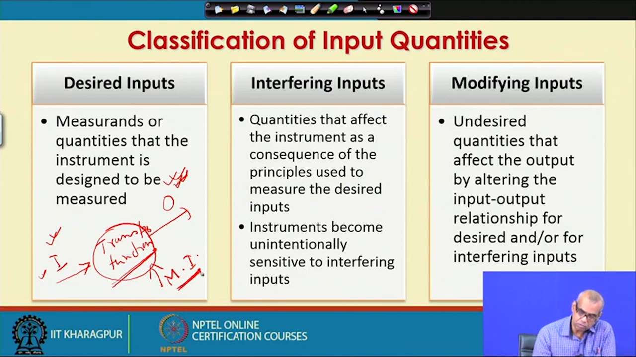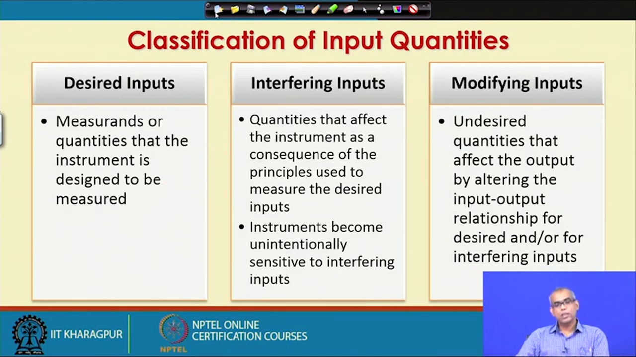But in the absence of modifying input, the desired input will give a different output corresponding to the true transfer function of the instrument. But modifying inputs modify the transfer function. So, this is an undesired input. So, there are three different types of inputs. All the inputs can be broadly classified in three different categories: desired input, interfering input, modifying input. Desired input, we desire, the instrument has been designed to measure this input only, but unintentionally the instrument also becomes sensitive to interfering input and also there will be undesired modifying input.